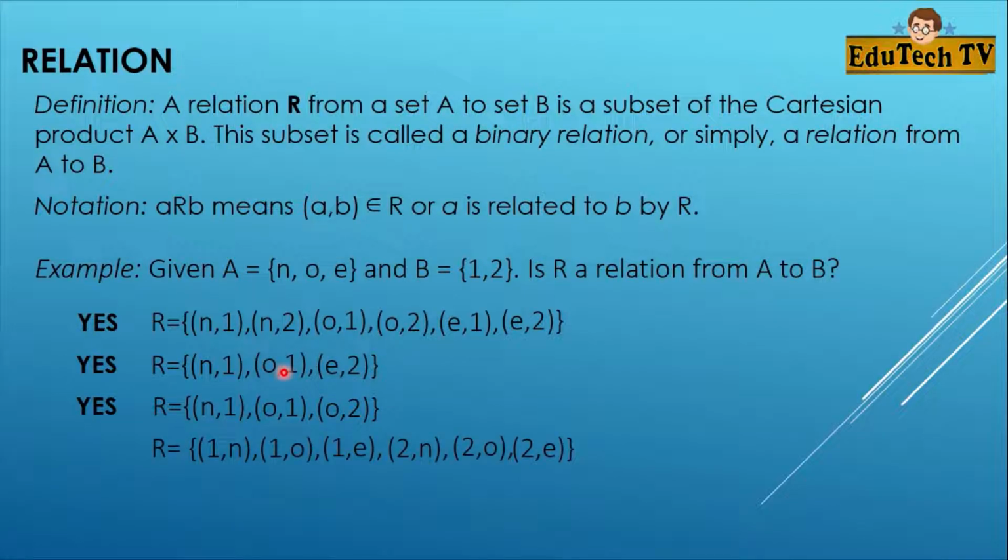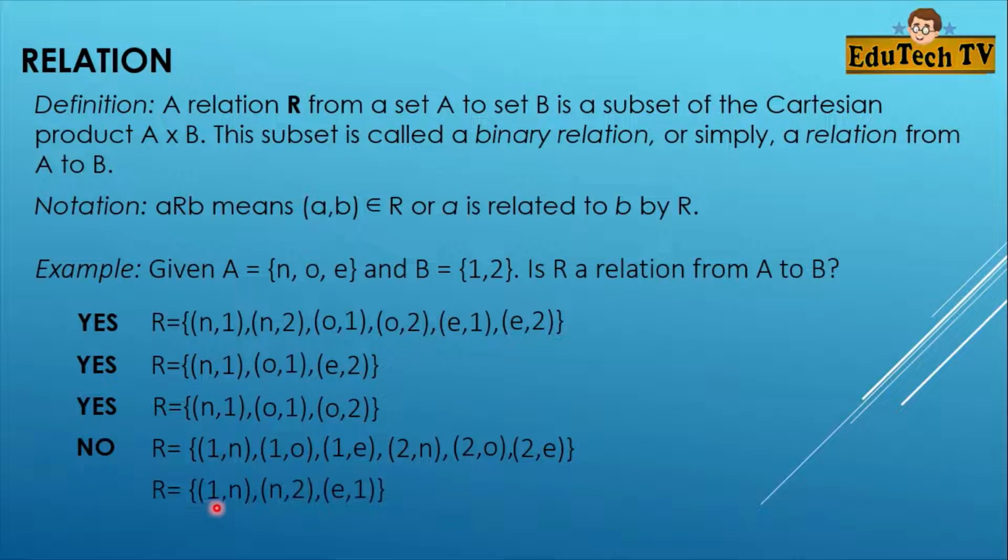Next, how about this one? Let's check each ordered pair. We have 1N, which is from B to A. Is this one a relation? It's not, because we are looking for a relation from A to B. In this case, 1N is from B to A, so it is not a relation from A to B.